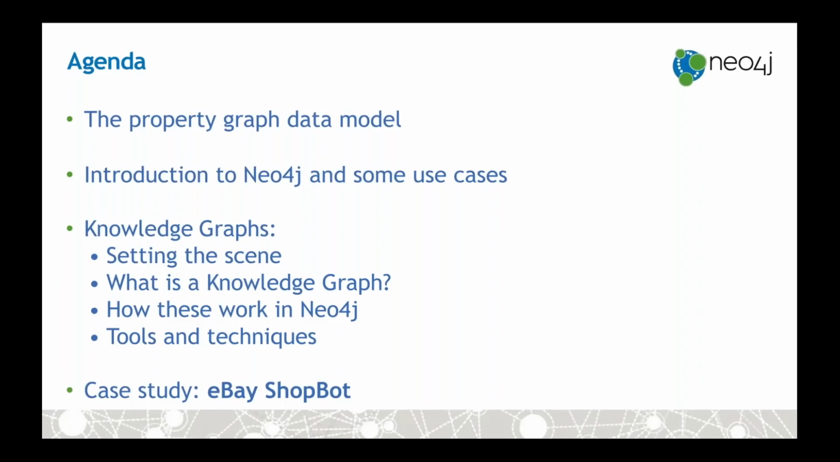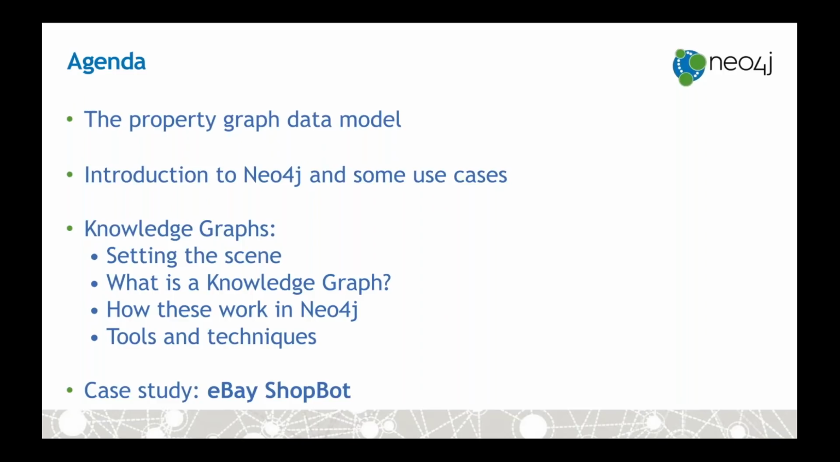Right, so without further ado, I shall walk you through the agenda very quickly for today. I'm going to begin with the property graph data model. It's very likely that most of you will know about this, but I'll give you a quick tour anyway, because it's very relevant to the rest of the talk. Then I shall give you a very quick introduction to Neo4j and a couple of the use cases. Then we shall dive into the meat of today, which is all about knowledge graphs. I shall begin by going through a few preliminary slides setting the scene, essentially.